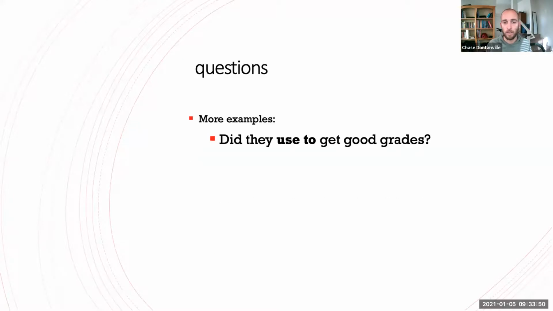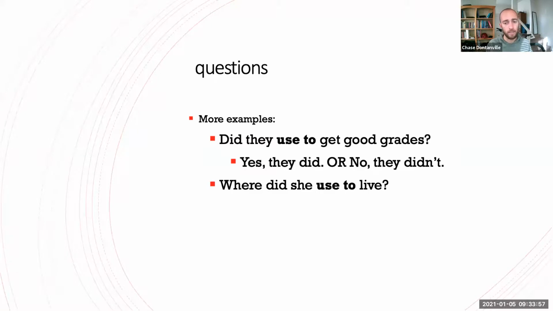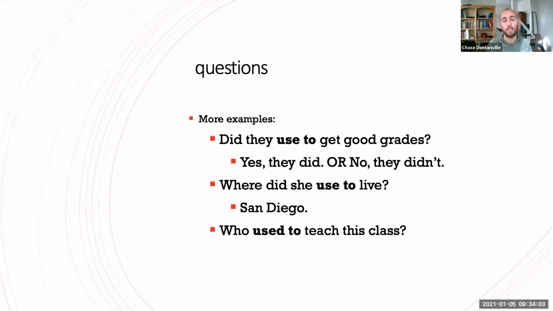And here are some more examples. Did they use to get good grades? Yes, they did, or no, they didn't. Where did she use to live? San Diego. Who used to teach this class? Professor Ortiz. Okay, so in the first two examples, we have use with no D because of did, right? Did they use to, where did? But in the last example, there's no verb do, no did. So we use used with a D. Who used to teach this class?